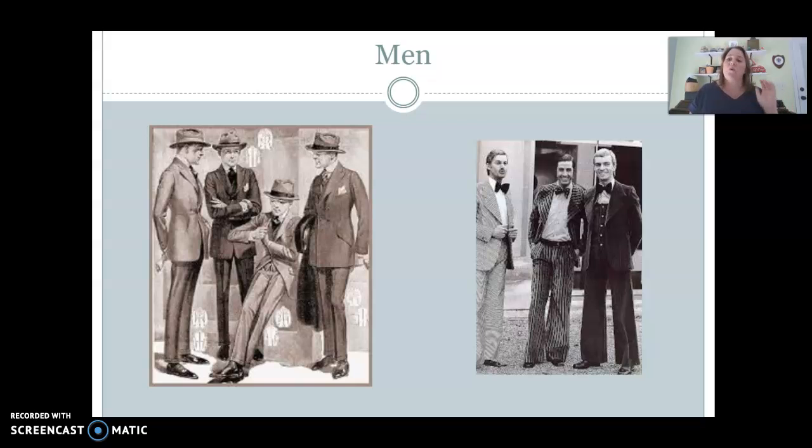For men, nothing quite as over the top, but men wore a lot of suits during this time period. That kind of collegiate style with the hats and the bow ties was very popular.